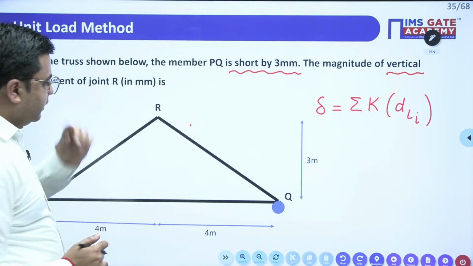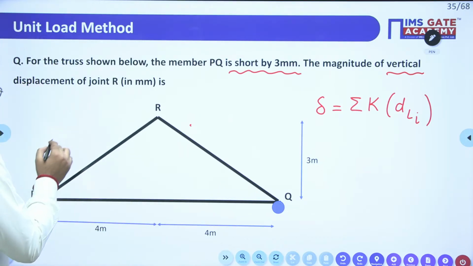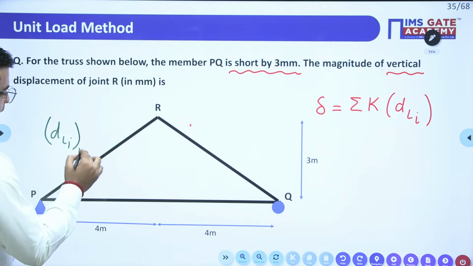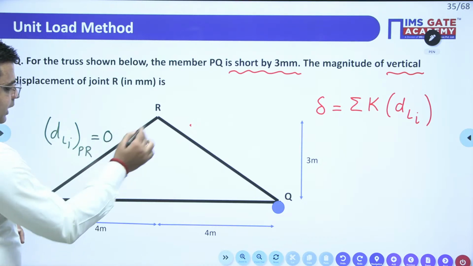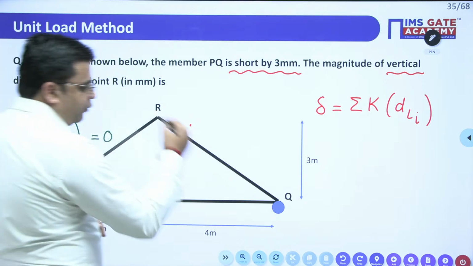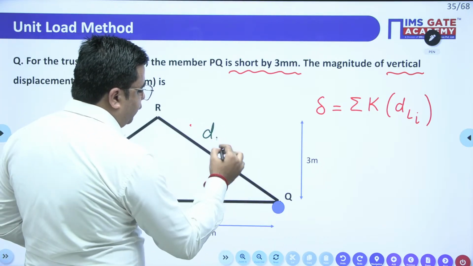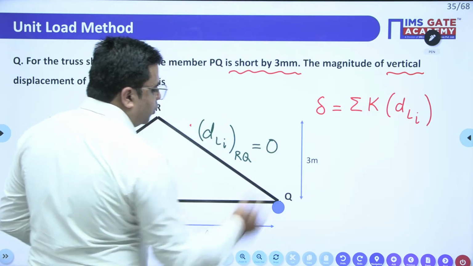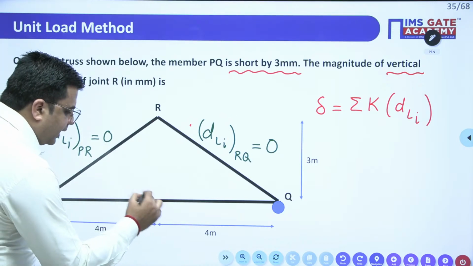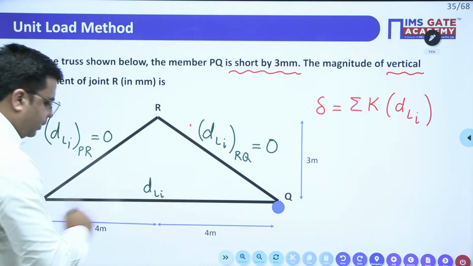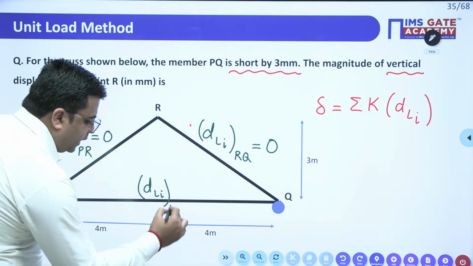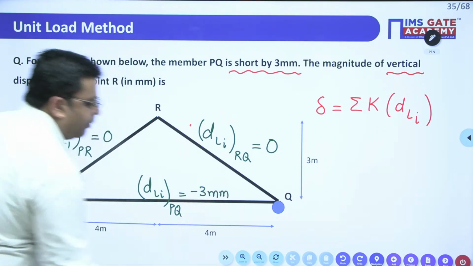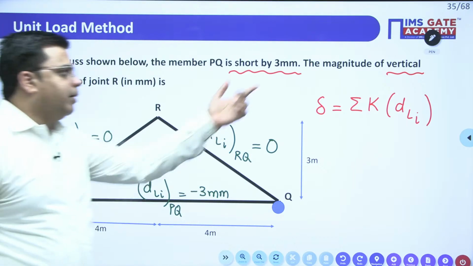Okay. So now, DLI for member PR is 0, there is no lack of fit. Similarly, for member RQ, there is again no lack of fit, right? So lack of fit exists only with member PQ, and the lack of fit for member PQ is minus 3 mm, because the member is too short.